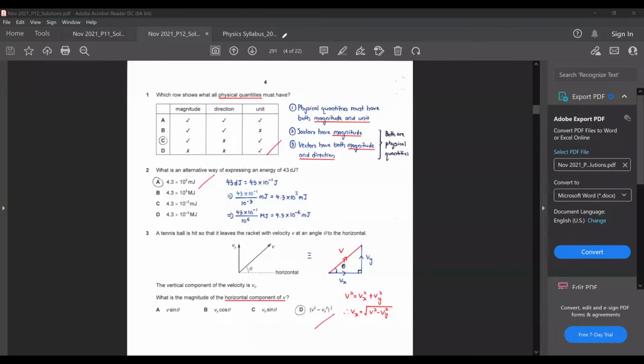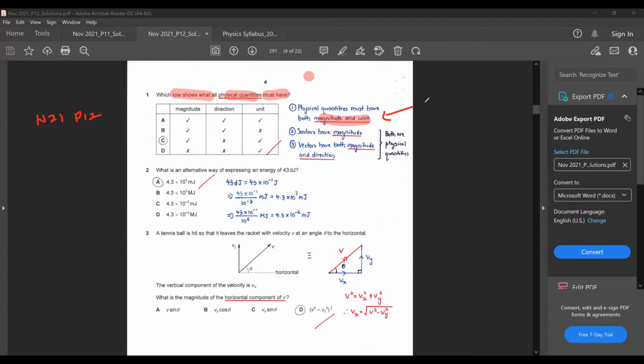Okay, right. Now, for this paper, November 21, P12, first question: which row shows what all physical quantities must have? So as I mentioned to you, physical quantities must have both magnitude and unit. All right. Now, direction is not necessary.